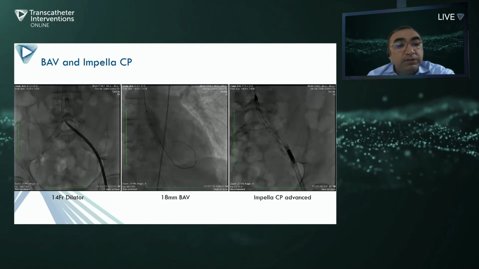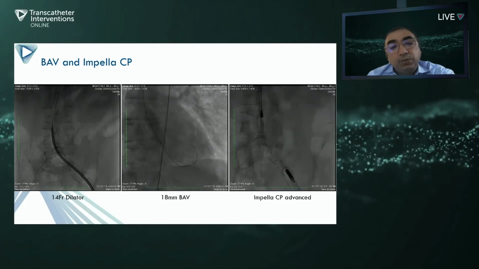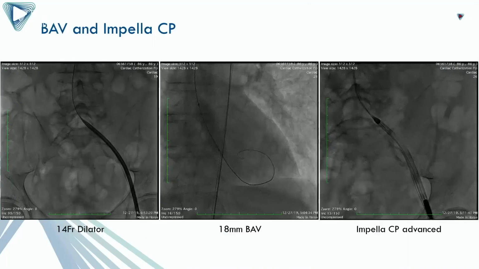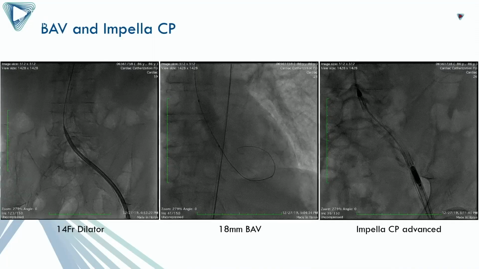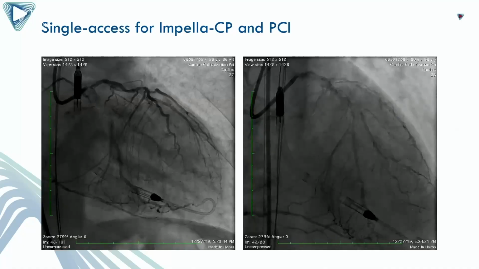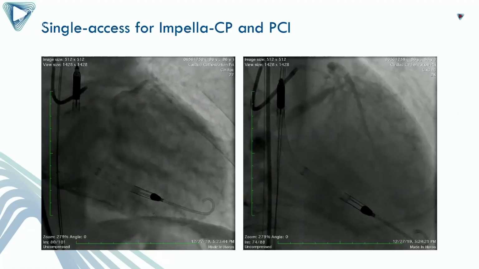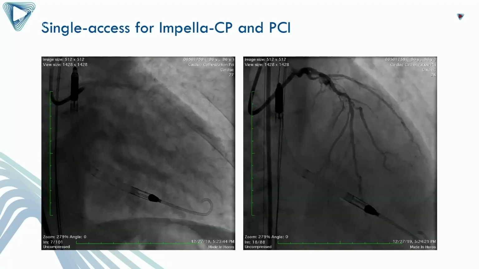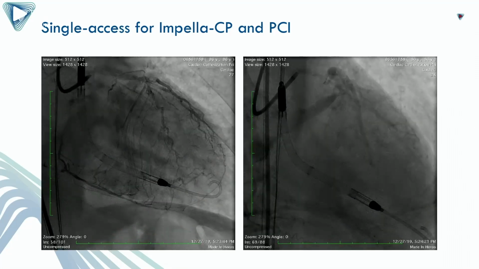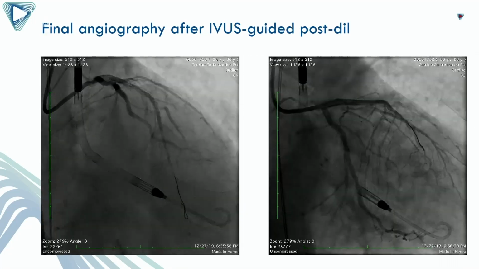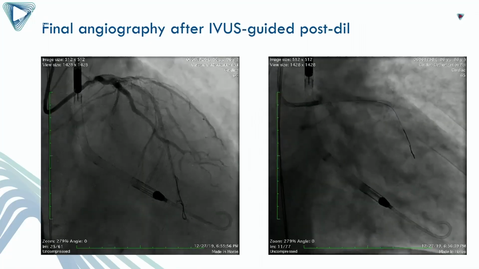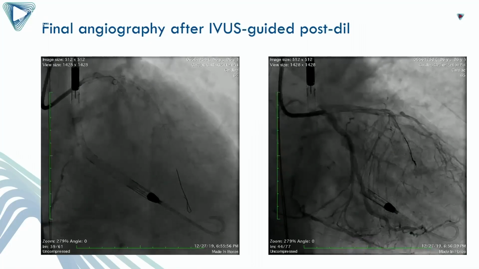Clearly, we needed support. After dilating it with the shockwave, we were able to do a BAV, then put in an impeller, and then through that single access site, which was really our only access site to do anything complex in that patient, we went on to treat the coronary arteries using shockwave again on the proximal LAD and left main. And I'll just show you the final results. So here you see the final result after stenting and after IVUS-guided post-dilatation.